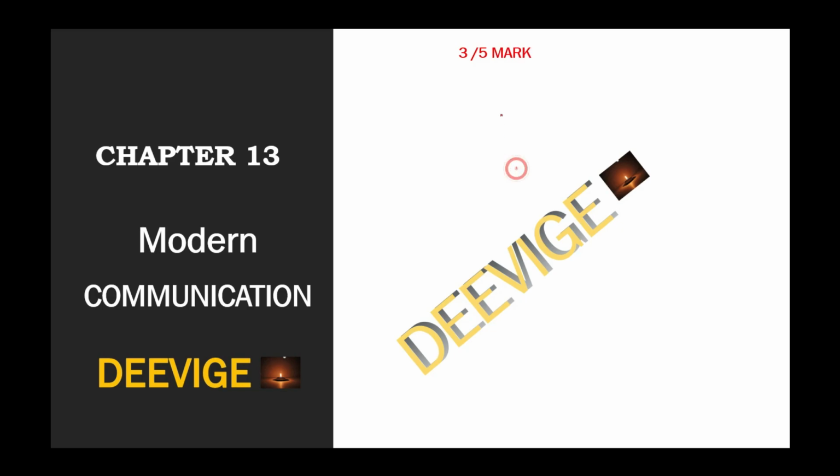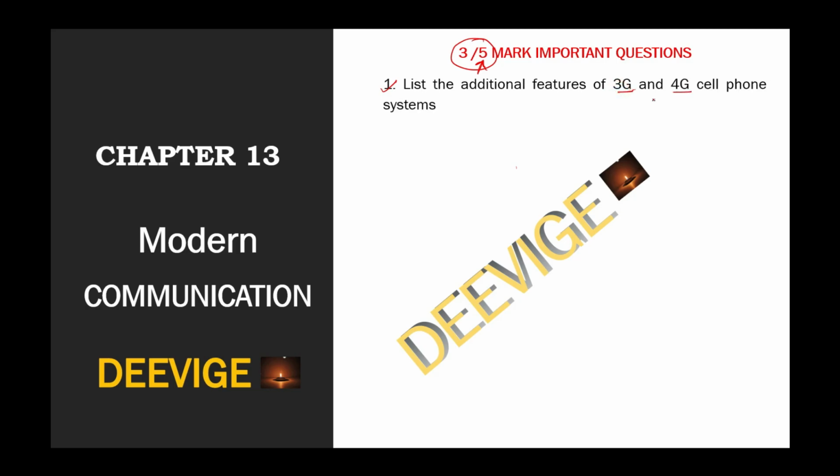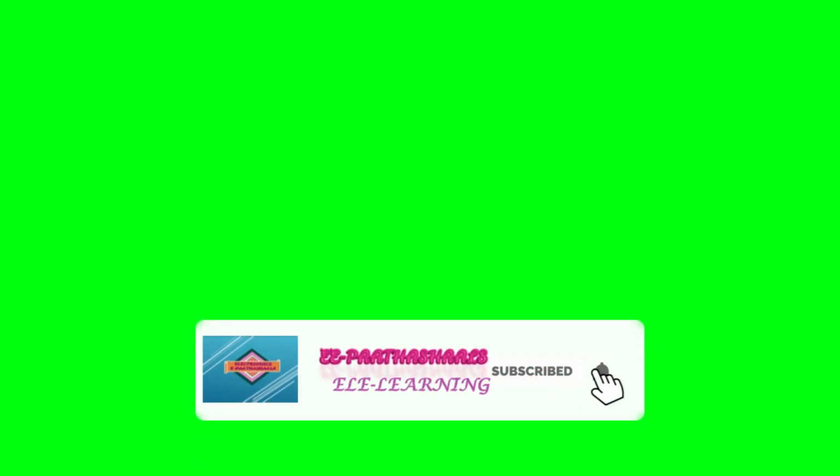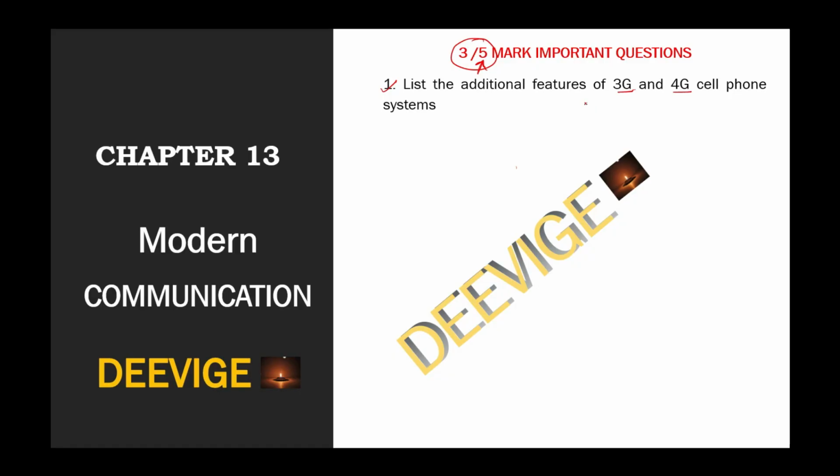Then 3 mark questions in modern communication, or sometimes it can be asked for 5 marks too. The first question is, list the additional features of 3G and 4G cell phone systems, like the screen, LCD, or maybe the new techniques of the mobile screens that we are using, then touch screens, then you can write internet options, display options, then you can use apps in this, social media you can access, like this. There are plenty of features that you are using in your present mobile. You can mention all those things.